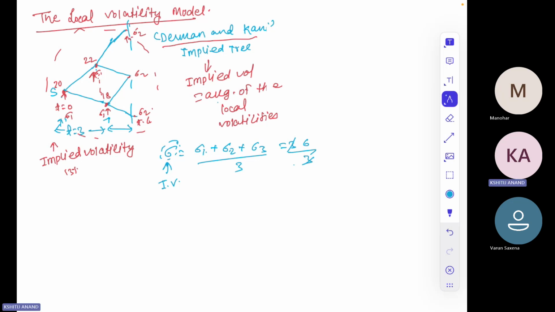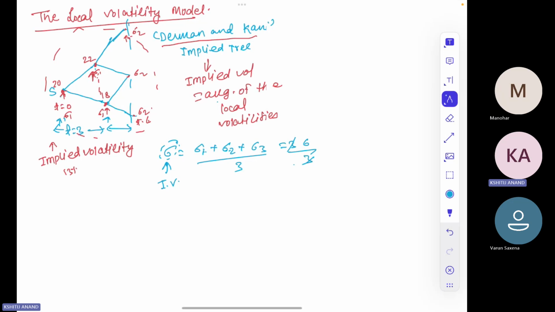Now sigma is the average of sigma 1 plus sigma 2 plus sigma 3. That means that sigma 1, sigma 2 and sigma 3 are also changing. Basically, these local volatilities are also changing, right? So that gives the worth to the local volatility model. Once we distinguish between implied volatility and local volatility, we see that implied volatility at each stage is different. So basically, sigma 1, sigma 2, sigma 3 are different.